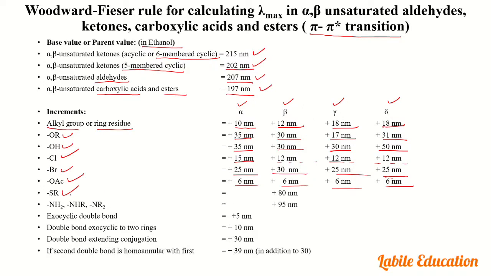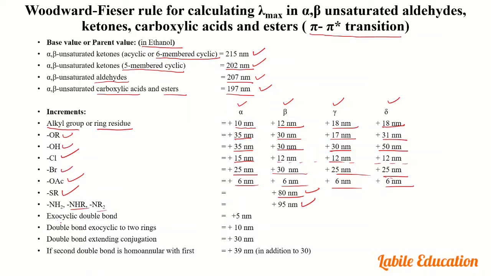And if it is a thioether, then at the beta position it will contribute 80 nanometer. And if it is an NH2 group or substituted NH2 amine, meaning monosubstituted or disubstituted amine, that will contribute at the beta position plus 95 nanometer.